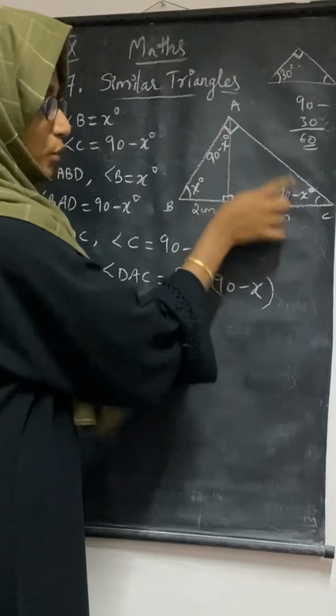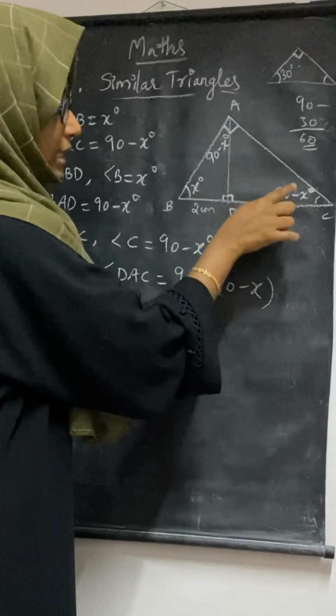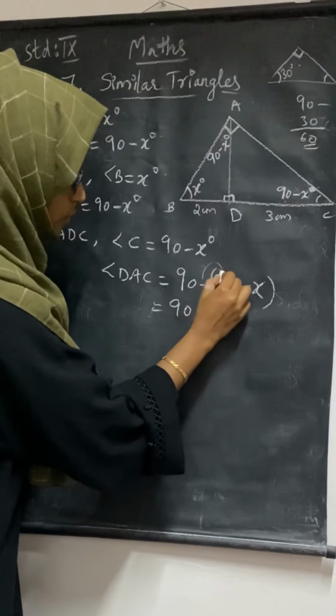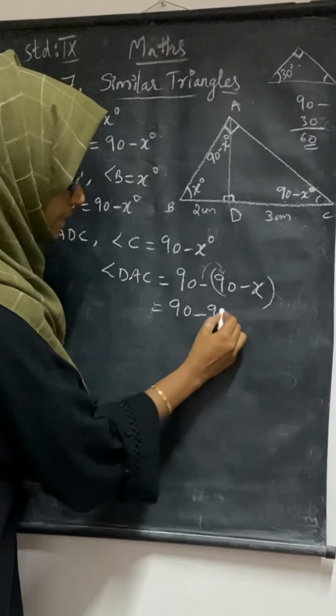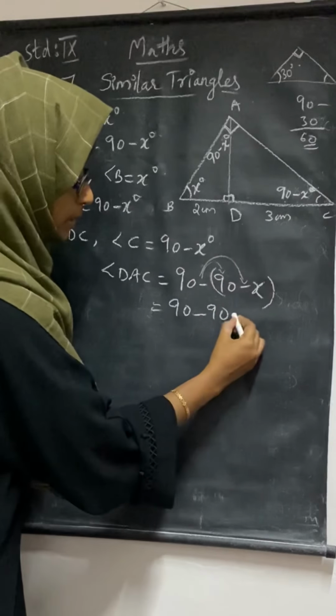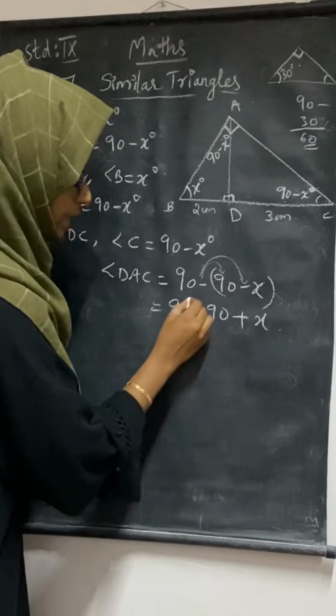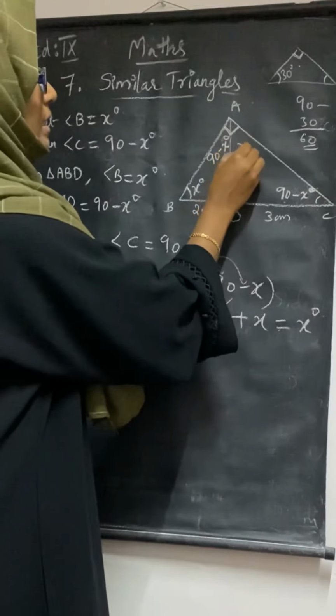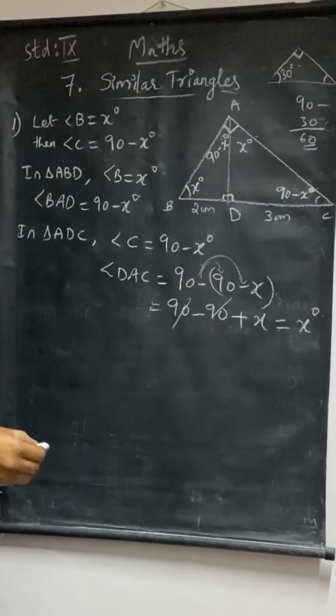When you add these two, you should get 90. So 90 minus (90 minus X): the minus goes inside, so minus 90 and minus becomes plus X. So 90 minus 90 is 0, and the remaining is X degree. So this angle will be X degree.